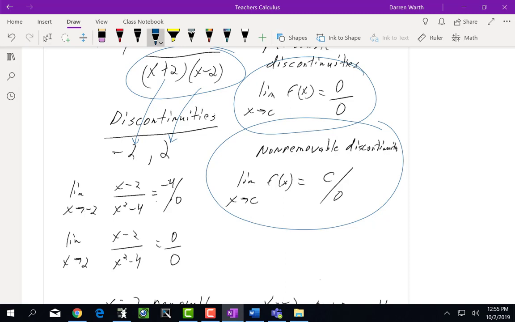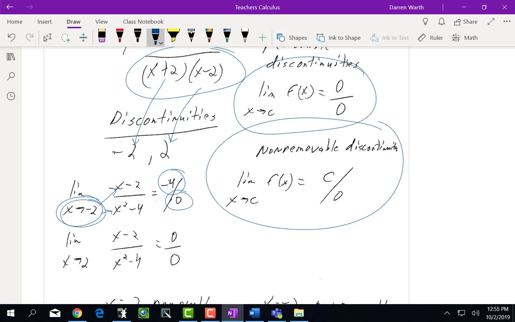Substituting those two numbers in, I'm going to start with my negative 2. So I get negative 2 minus 2 is negative 4. Negative 2 squared minus 4 is going to be 0. So that's my negative 4 over 0. So that one would be my non-removable discontinuity.